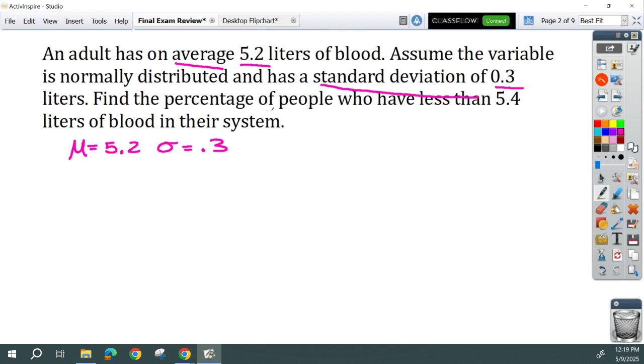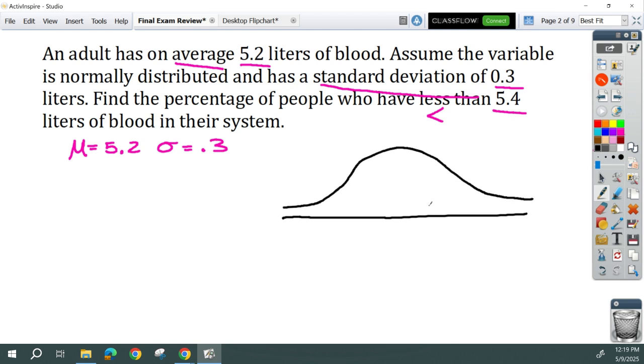And we're trying to find the percentage of people who have less than, not a bad idea to just write the less than symbol, 5.4 liters. So remember that we would always sketch a normal model. It doesn't have to look beautiful. Mine rarely do. Our mean goes in the middle.